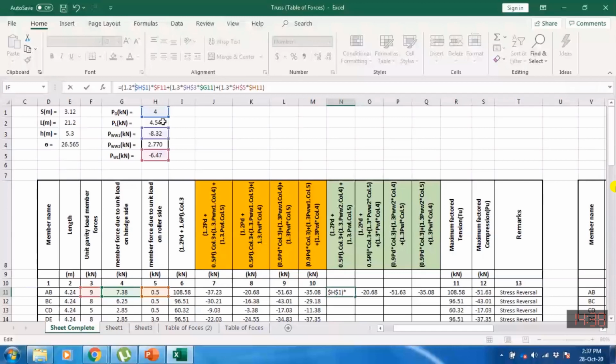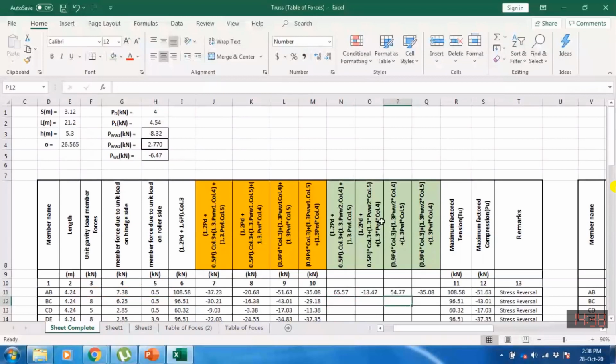Anyhow, I will just change the windward 1.3. So instead of this H3, I will make it H4. Similarly here, wherever there is an H3, I will make it H4. So you have to change all these formulas accordingly. So this guy has a mistake. So you can do it for your cases.